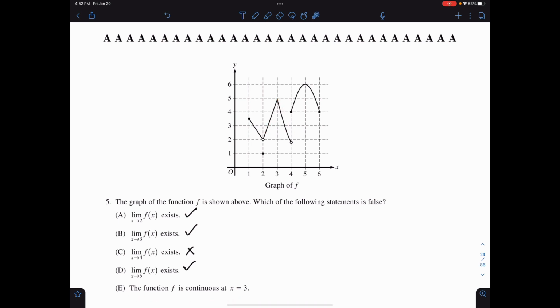So for something to be continuous, the limit from both sides needs to approach the same value, and the value at that point needs to be the limit from both sides. And that is true as well. So the answer here is C.